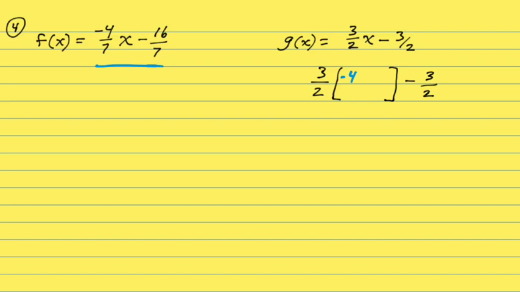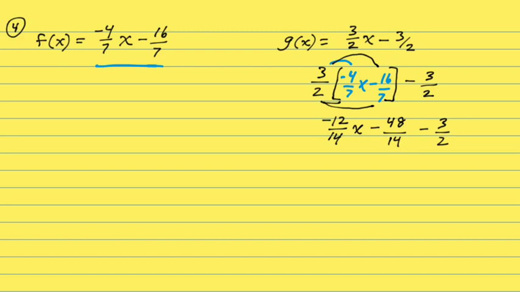So you have negative 4/7 x minus 16/7. Top times top, bottom times bottom is how you multiply fractions. So I think that's a negative 12/14 x. 2 times 7 is 14. How about 3 times the 16? That would be 48. And 2 times 7, 14. And then you have minus 3 halves. I don't know if you want to turn that into 14ths.